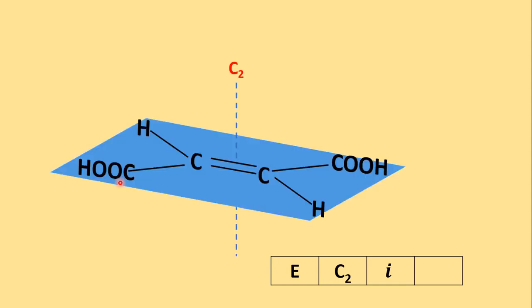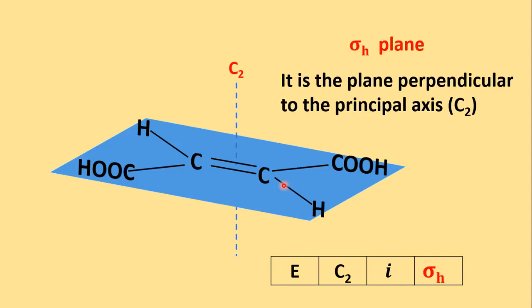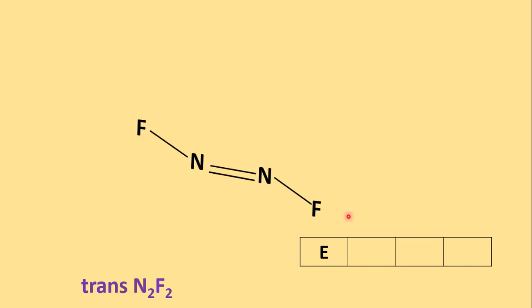Next we come to a plane which is perpendicular to the principal axis, namely the C2 axis. This is a horizontal plane of symmetry which cuts through all the atoms of the molecule. One half of all these atoms is above the plane, the other half is below this plane, and this is a sigma h. These four operations E, C2, i and sigma h belong to the C2h point group, and so fumaric acid belongs to the C2h point group.